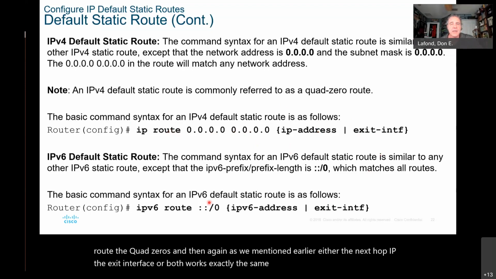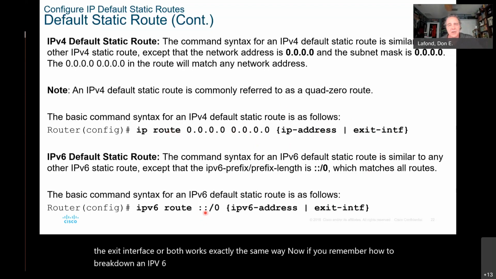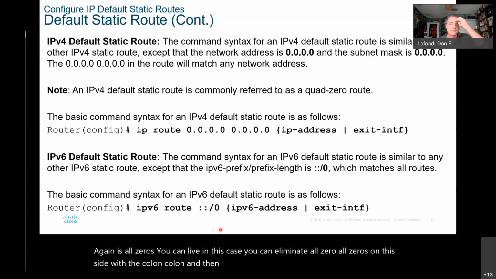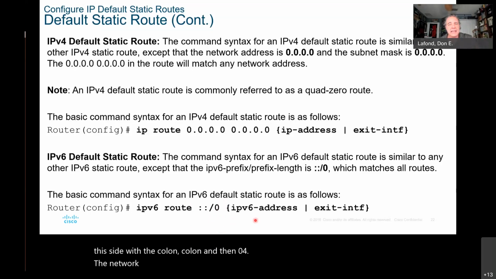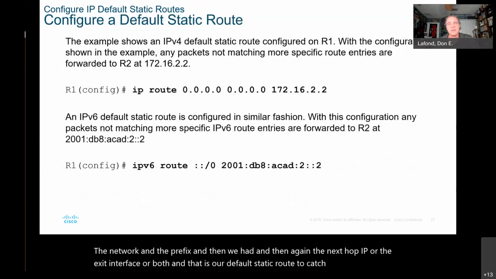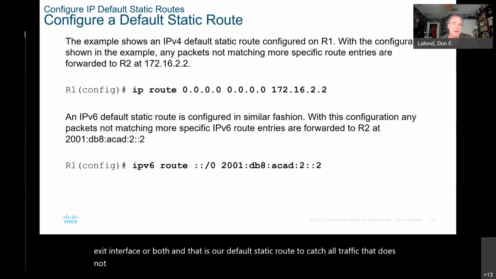Now, if you remember how to break down an IPv6 address, ::/0 again is all zeros. In this case you can eliminate all zeros on this side with the :: and then 0 for the network and the prefix, and then again the next hop IP or the exit interface or both, and that is our default static route to catch all traffic that does not match something above in the routing table.